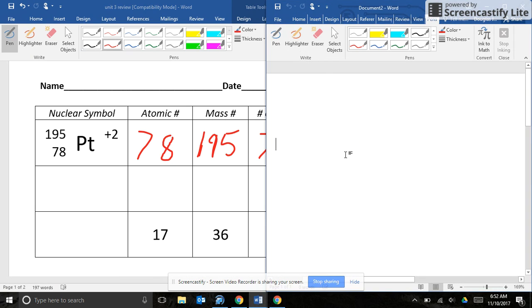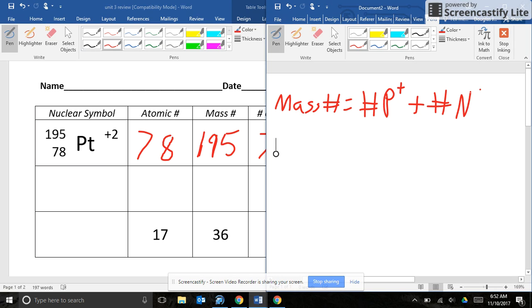One thing you should know is that the mass number is equal to the number of protons plus the number of neutrons. Protons and neutrons are the only two things in the atom with any mass, because remember we assumed the electron has no mass since its mass is so small. So if you add the protons and neutrons together, that's the mass of the atom, hence the mass number.